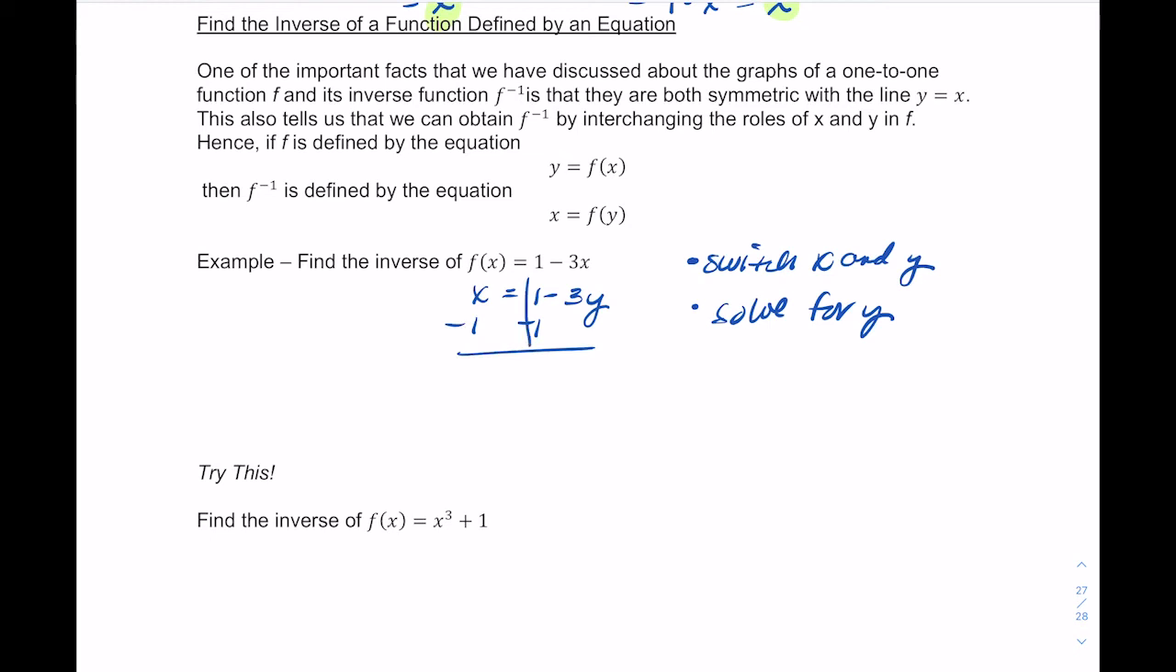So I'm going to subtract 1. And I get x minus 1 equals negative 3y. And then I'm going to divide by negative 3. So your final answer is going to be y equals x minus 1 over negative 3. And I'm just going to turn that y into f inverse of x. Another way you can write your answer, though, is you can split that fraction apart and make it 1 over negative 3 x. And then negative 1 divided by negative 3 is just positive 1/3. So that's another way to write your answer.